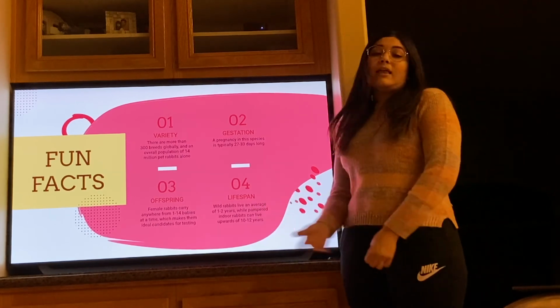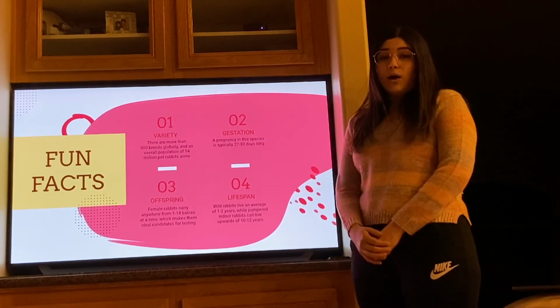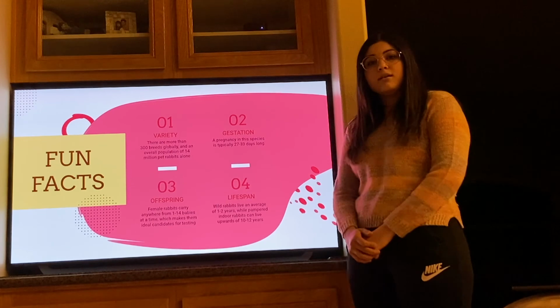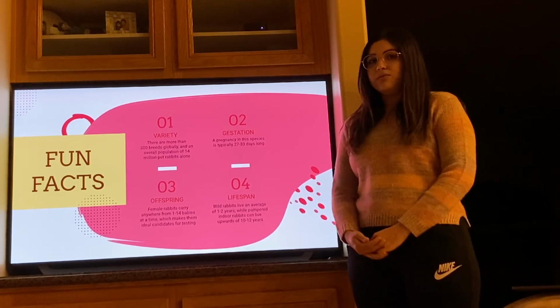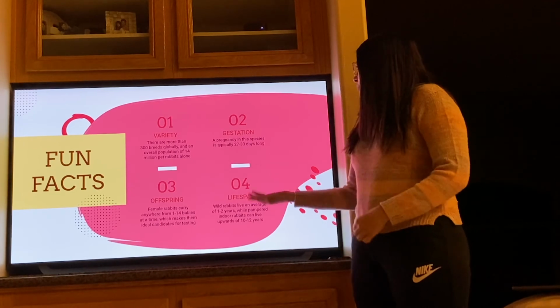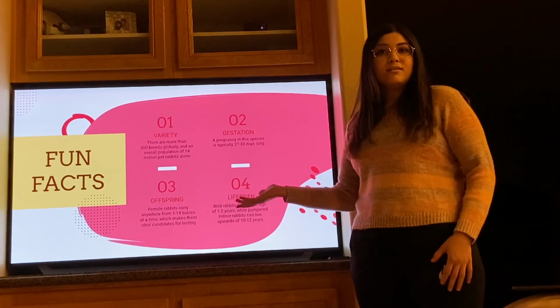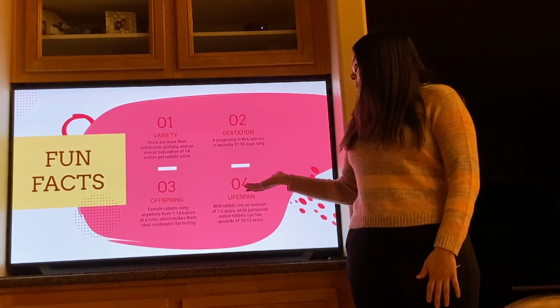And that also plays into the lifespan. The lifespan for rabbits in the wild typically is only from 1 to 2 days, but domesticated, more pampered rabbits can live upwards from 10 to 12 years. And so wild rabbits are typically used for testing sometimes because of their short lifespan.